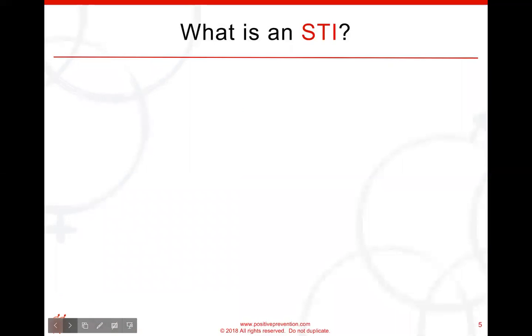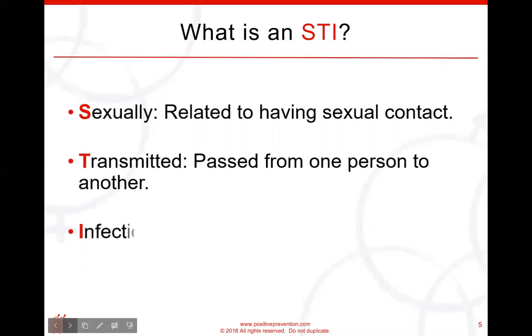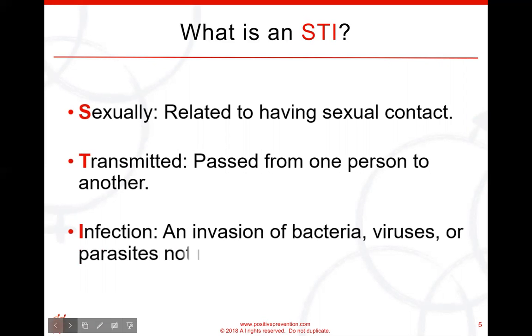So some of you are probably wondering, well, what is an STI? You've been saying the word like 5 times now. What does that even mean? So STI stands for sexually transmitted infection. Sexually is related to having any sort of sexual contact. So any of the types of sex that we've mentioned before, whether that's anal, oral, penetrative, vaginal sex, all those types of sex. Transmitted means passed from one person to another, and infection is an invasion of bacteria, viruses, or parasites not normally found in the body.